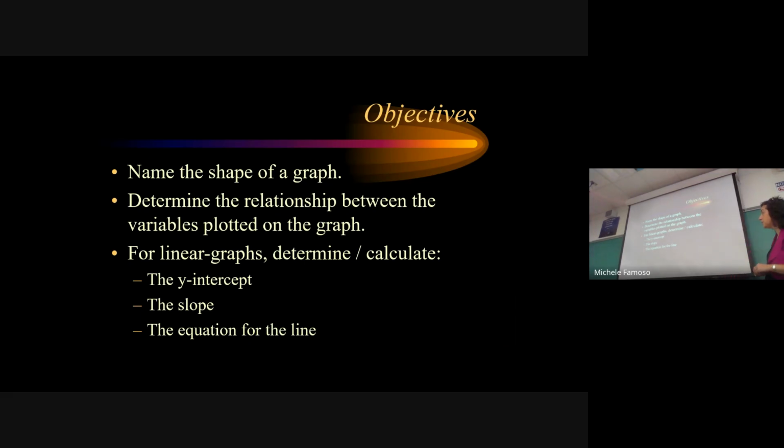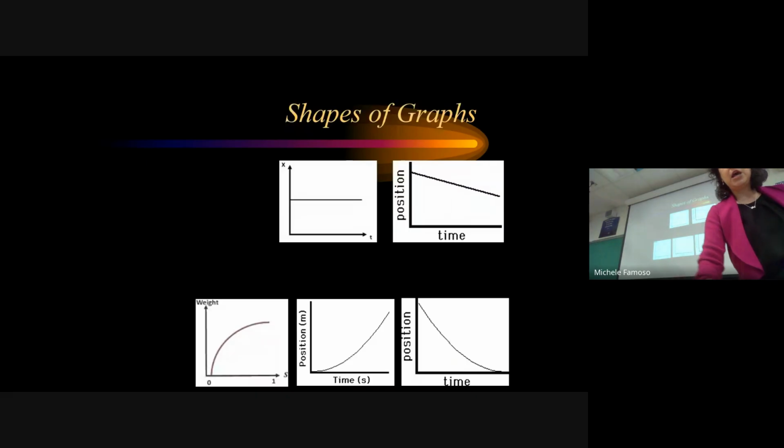Then if the graph happens to be linear, we're going to ask you to determine or calculate the following things for that line graph. I'll ask you to determine what the y-intercept is for the graph. I'll ask you to calculate the slope of the graph and then write the equation for that line using the variables that are on the graph and the slope and the y-intercept that you just determined or calculated. Okay, and I'm going to show you how to do that and what we expect you to show. All right, so here are the different shapes that we have for graphs.